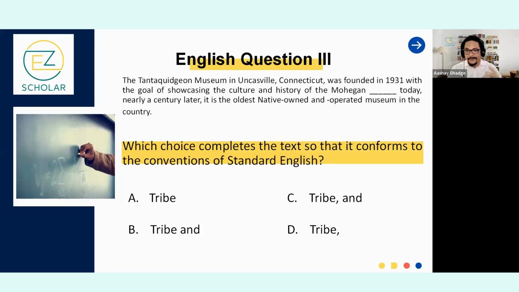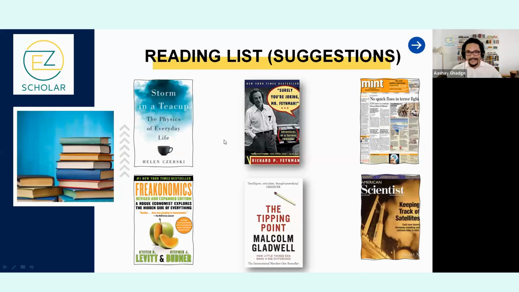So you have two complete sentences. The first sentence talks about the museum and that it was founded in 1931. And the second sentence says how today, nearly after a century, it is the oldest native owned museum in the country. So these are two complete sentences, and therefore option C, comma, and works the best. Well done to a lot of you again who've got this right.